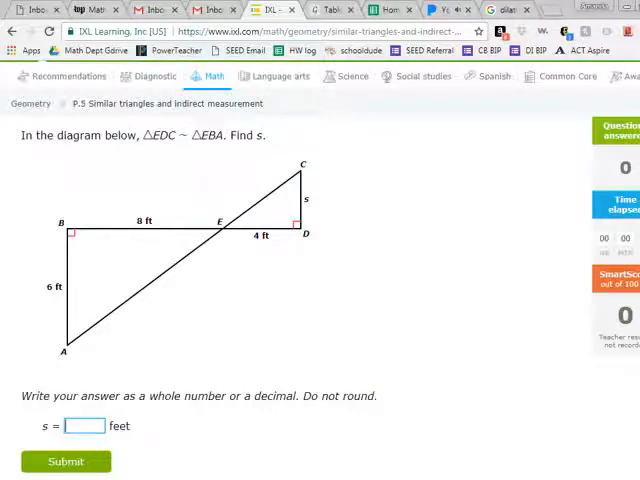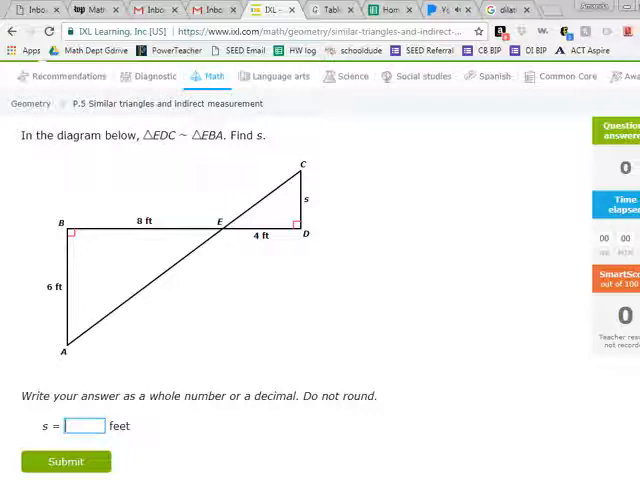Alright, P5 says that triangle EDC, so that's EDC is the little one, is similar to EBA, which is the big one. They want us to find S. S is this side right here. So let's see what we can do to find S. We gotta figure out what's similar.